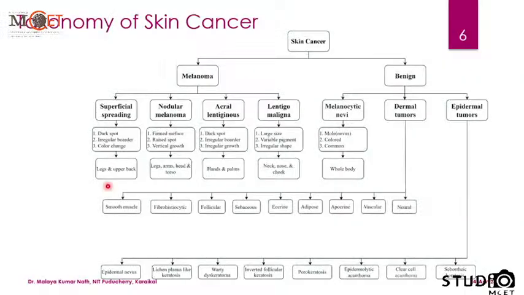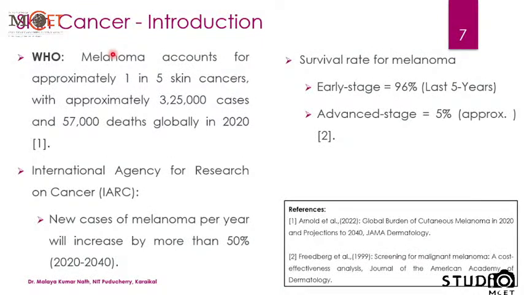But if we look into the detailed classifications, already with the help of Dr. Bipin Das, we can classify skin cancer into melanoma as well as benign. Again, melanoma is divided into multiple classes, and benign is also divided into multiple classes. But we are interested in melanoma classification because it gives rise to an increase in death rate. According to WHO statistics, melanoma accounts for approximately 1 in 5 skin cancers, with approximately this many cases and this many deaths globally in 2020. According to the International Agency for Research on Cancer, new cases of melanoma per year will increase by more than 50% from 2020 to 2040.